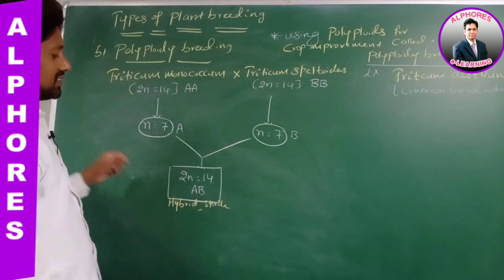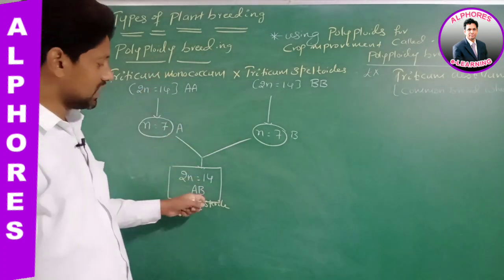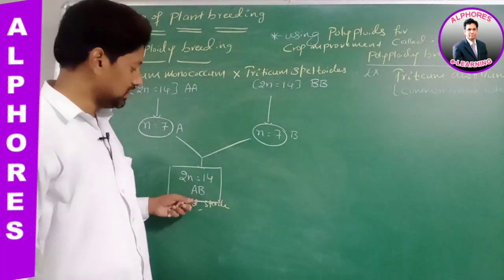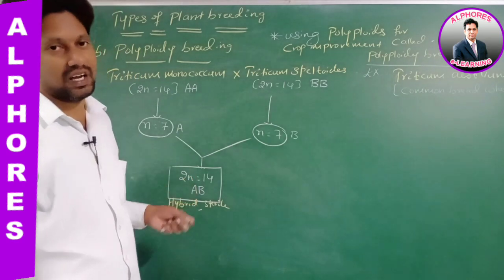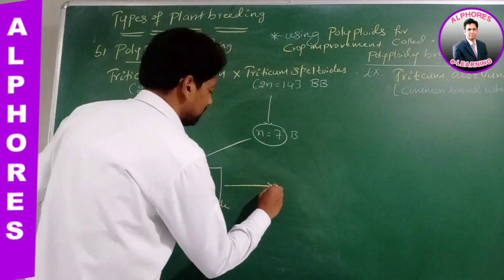Sir, why are we calling it a hybrid? Having characters of both: having A from one parent, having B from another parent. Therefore, it becomes a hybrid and moreover, it's sterile. Now, what are we doing, sir? We are treating this hybrid with colchicine.